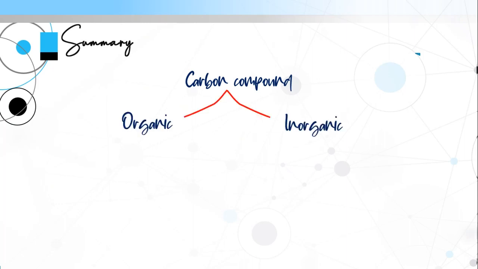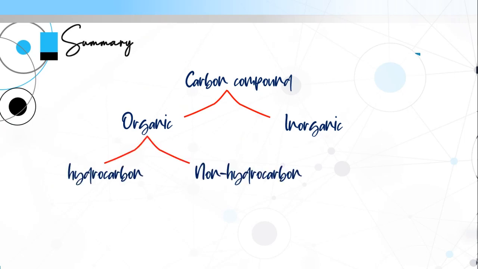Carbon compounds can be divided into two groups: organic and inorganic. And the organic compound is what we're going to cover, organic chemistry. Organic compounds can be divided into two, which is hydrocarbon and non-hydrocarbon. This is the easiest way for you to identify if any particular compound is organic or not. Contain carbon and hydrogen only, which is hydrocarbon, and may contain carbon, hydrogen, and other elements, so it's considered non-hydrocarbon.